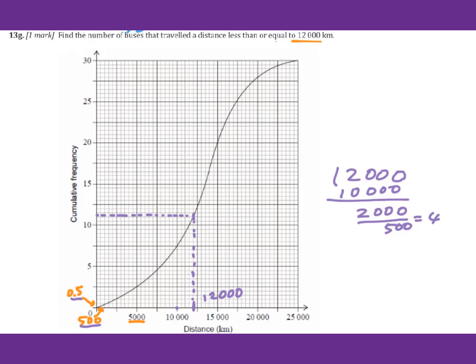They will go to 11.5. But the buses, you cannot get a decimal. So you could say it's like 11. Don't put the decimal for this question because we need a number of buses. Cannot be decimal.